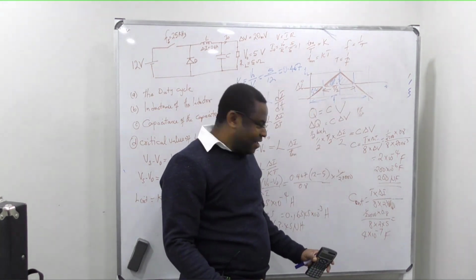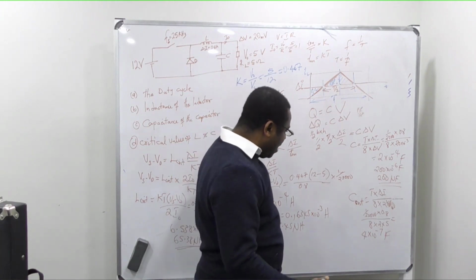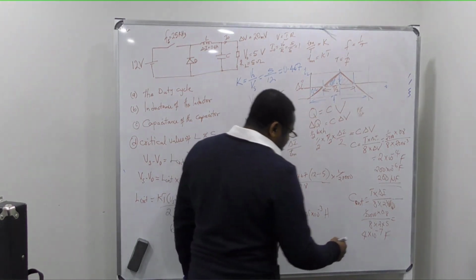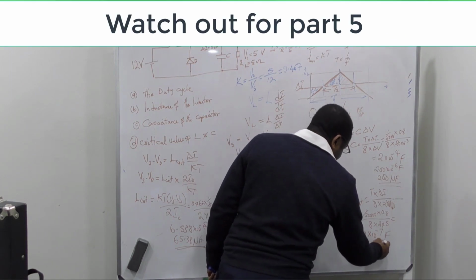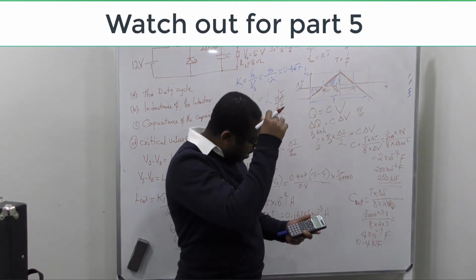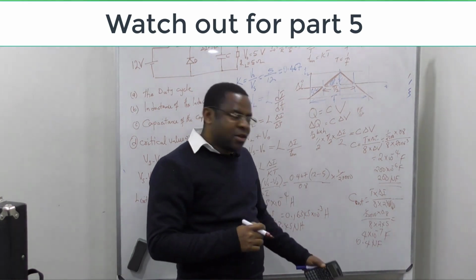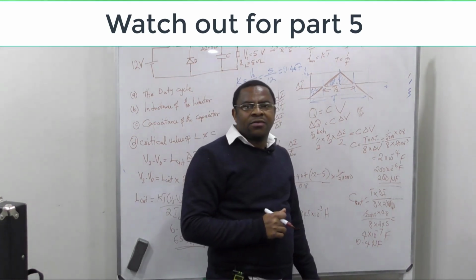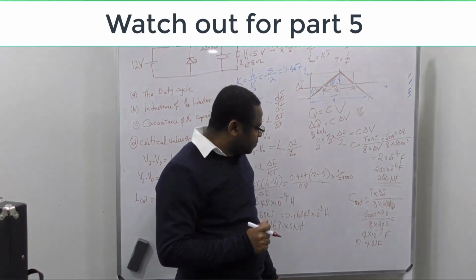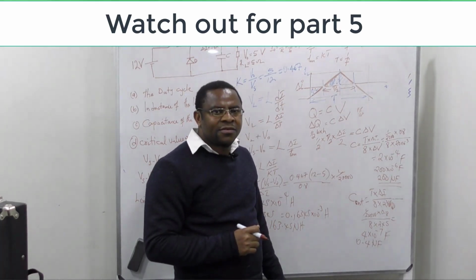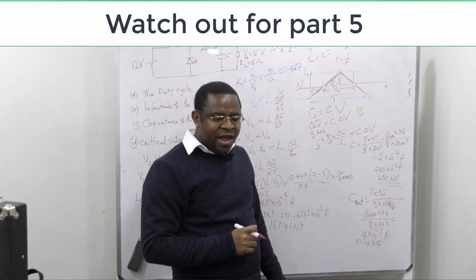Did you get it? So how many microfarad is that? That should be 0.4 microfarad. So 0.4 microfarad will be the critical value of the capacitor. All right? Okay? Thank you.